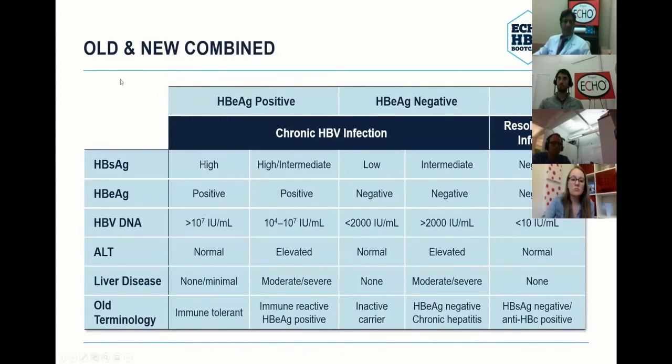So this is kind of a recap of old versus new terminologies combined. When we talk about chronic hepatitis B infection, if the surface antigen is positive, and if the E antigen is positive, if you look in the first column, the old terminology is this is a patient, especially with normal ALT, this is a patient with immunotolerance.